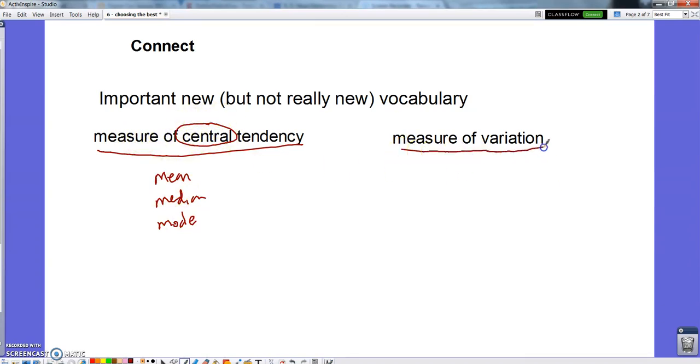And then the only measure of variation, you know, variation comes from the word vary, which means differ, different. That's the range. So, like, my test scores in math range from 80 to 90. There's a 10-point range. That's a measure of variation. How much do they vary? They vary from 80 to 90. How big are they spread out?